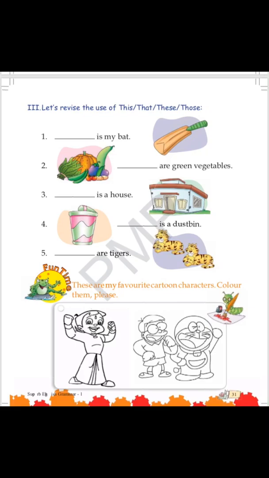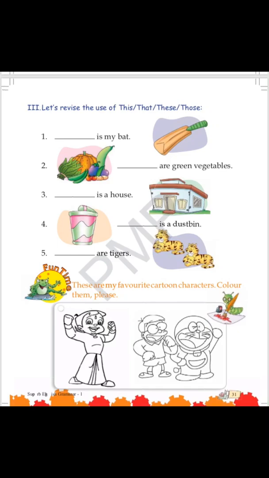Dash are green vegetables. अब या तो this होगा या these होगा. This सिंगुलर के लिए यूज़ होता है, these प्लूरल के लिए. तो यहाँ पे ढेर सारी वेजिटेबल्स हैं तो we are going to put these are green vegetables. Number 3. Dash is a house. Is again a singular. We will put that is a house.